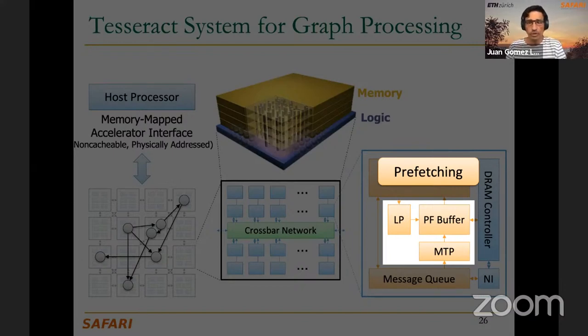And because many of these accesses can be skipped if we have a larger cache or other techniques, in this case we implement prefetching, we can definitely in the end exploit higher bandwidth by using prefetching.